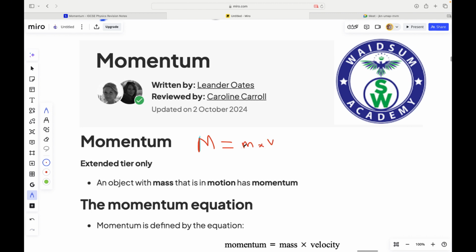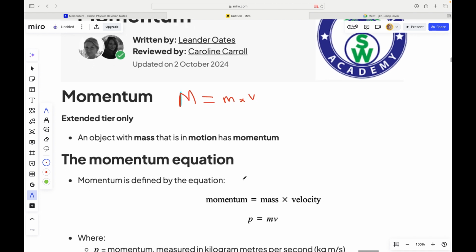So every object has mass, right? So if we multiply it with the speed of the object, we get the momentum of the object. Meaning, objects that are stationary, whose speed is 0, do not have a momentum. Momentum will also be 0 because momentum is the product of mass and velocity.